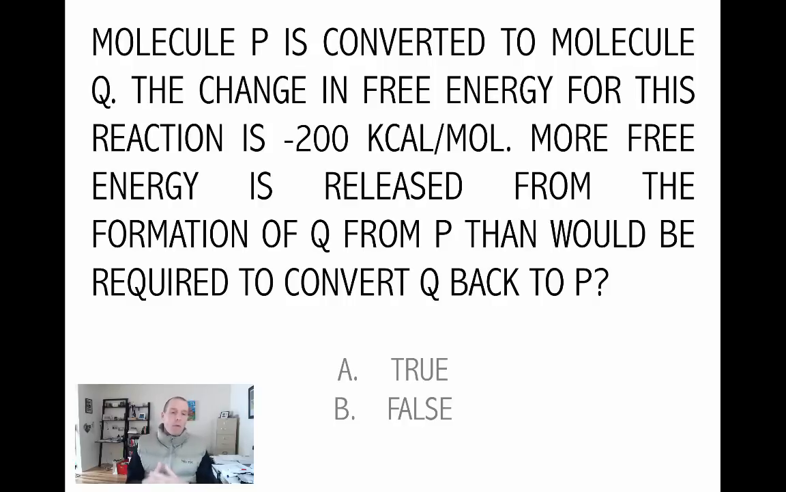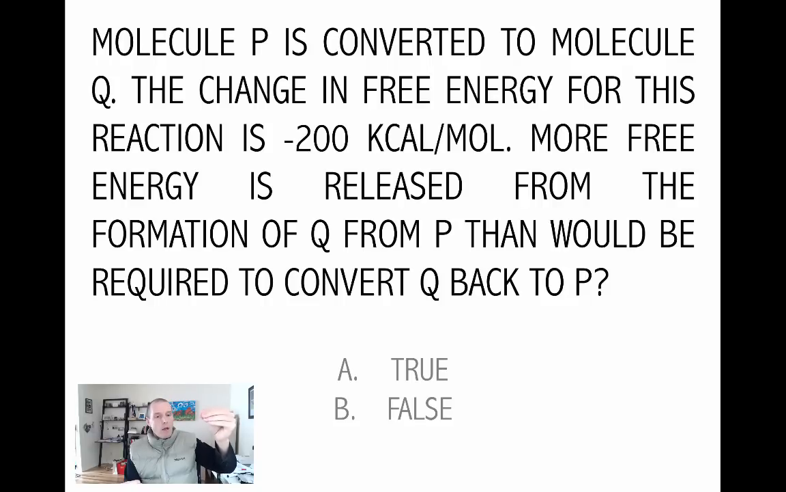Okay, let's talk about this one. P is converted to Q. The change in free energy as P goes to Q is minus 200 kilocalories per mole. So let's just think about that situation to start with. P goes to Q, and what that means with delta G being negative is that the reactant P must be up here, and the product Q must be down here. That's the only way I can get a negative number, is to have a small number here and a big number here. So that's kind of what we're looking at in terms of the G values.